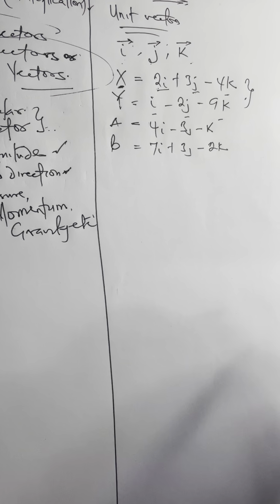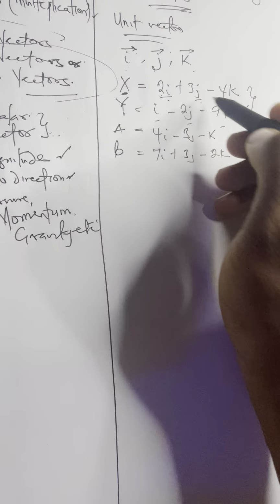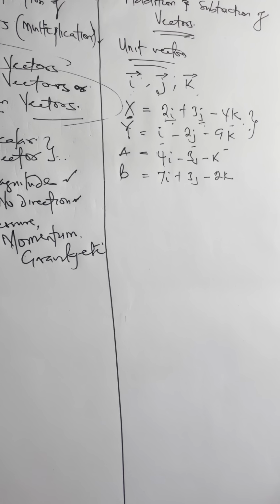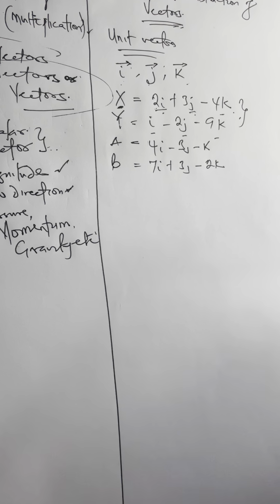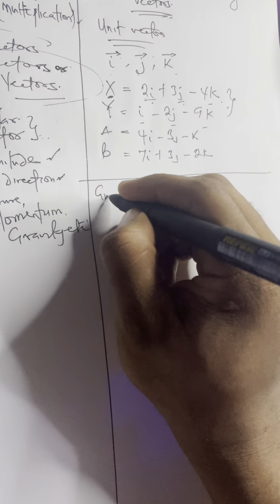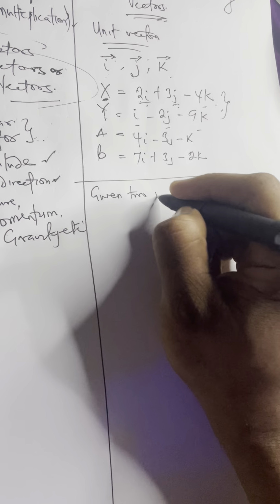But one thing you need to know is that the unit vectors must be i, j, and k. So now let's delve into the addition and subtraction of vectors. Let's say we are given two vectors.